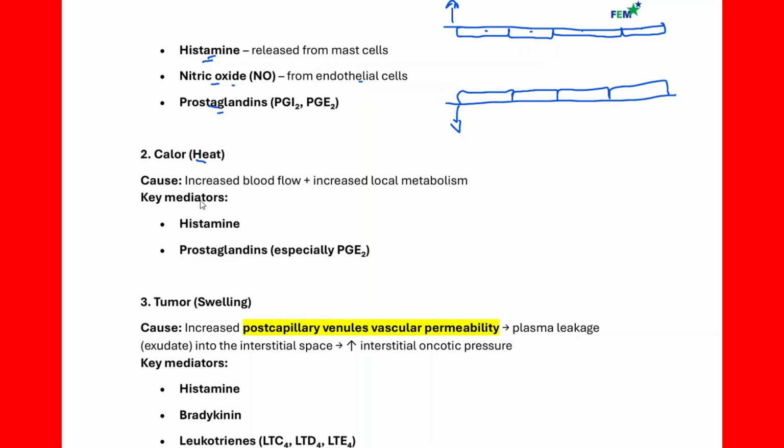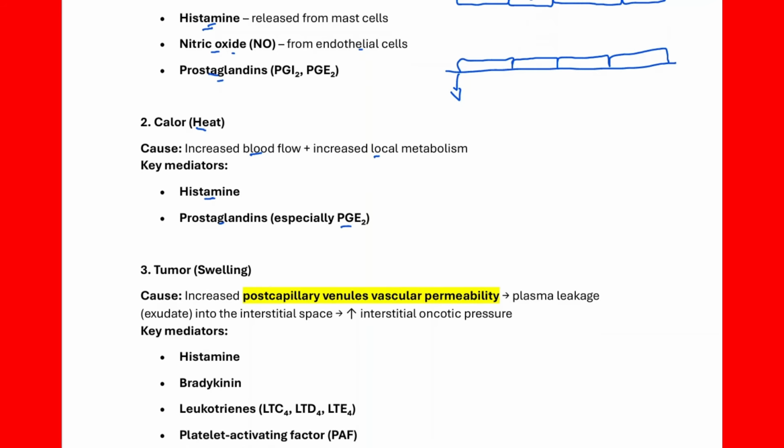So with what we just mentioned earlier, with vasodilation and an increase in blood flow, as blood is moving towards the site of injury or where the bacteria is, what happens? The heat is also moving to that area. And of course, there is increased metabolism in that area, as those cells are ramping up their metabolism, that will also lead to production of heat. So the calor is due to increased blood flow plus increased local metabolism. And this is also mediated by histamine and prostaglandin, particularly prostaglandin E2.